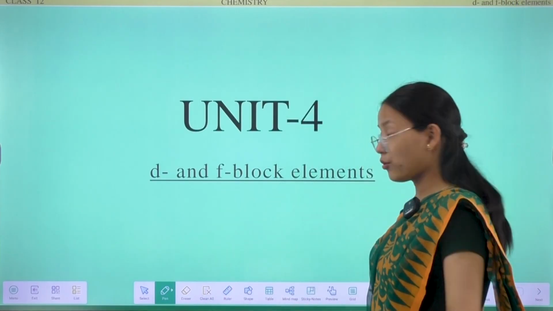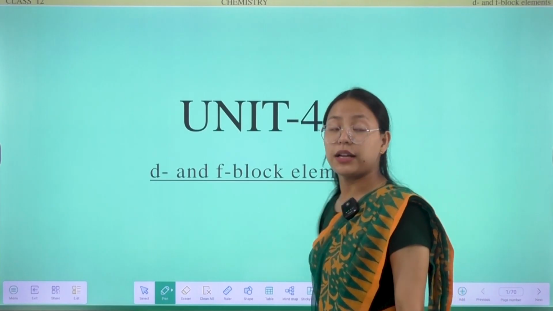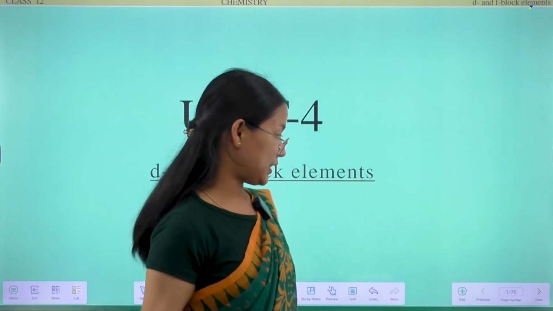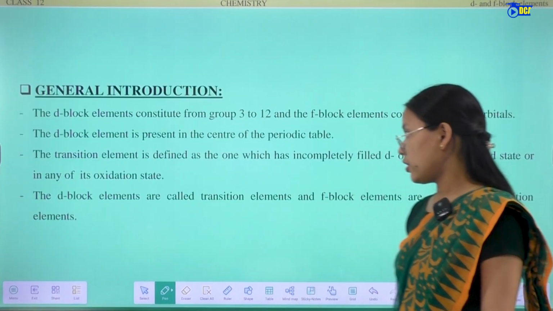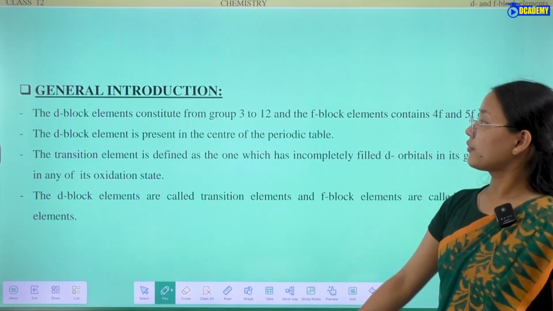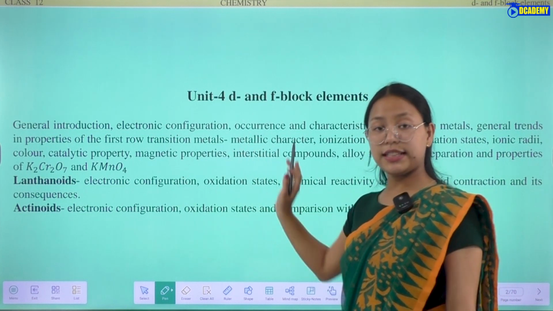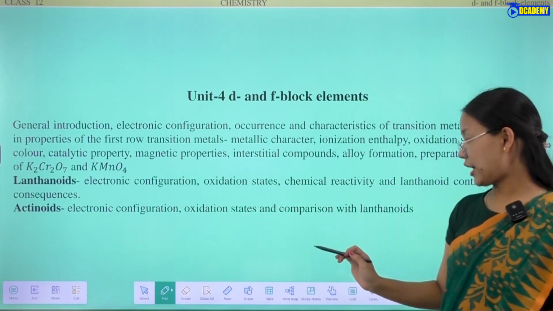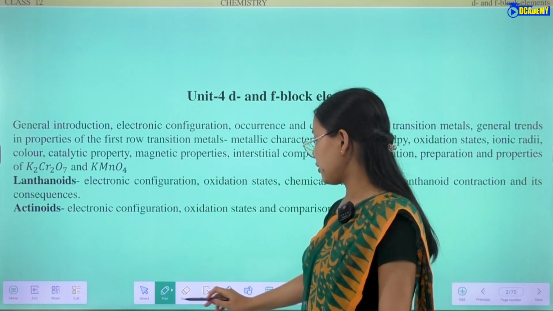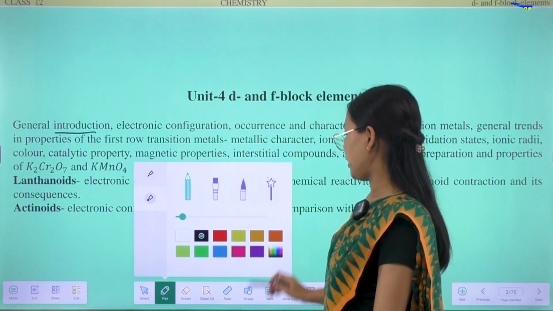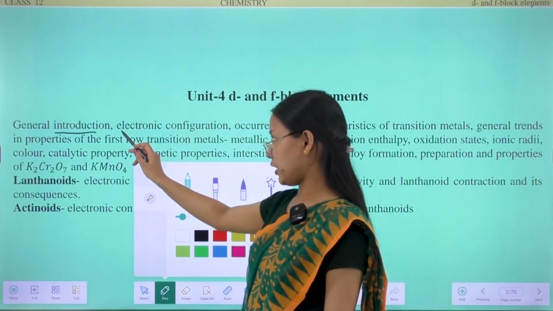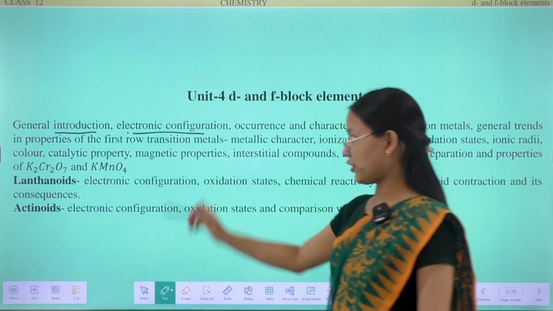So here let's go through the syllabus and the topics. First we will be learning about the introduction and electronic configuration.